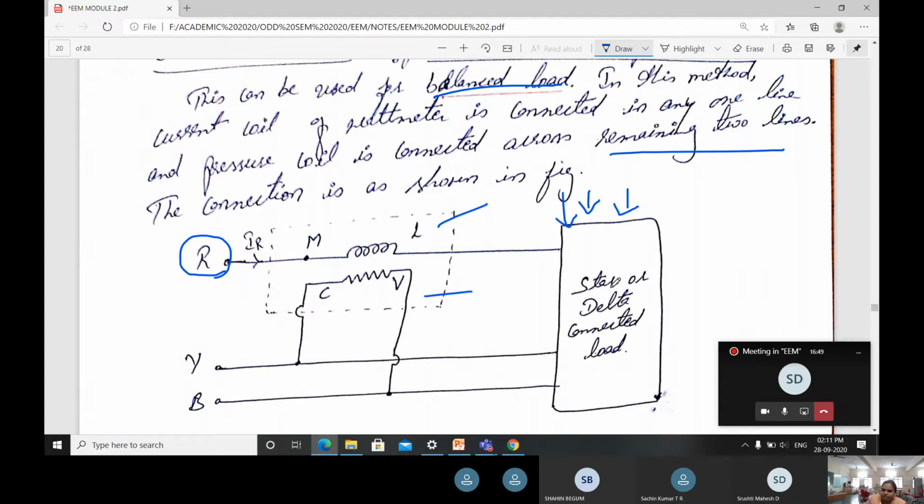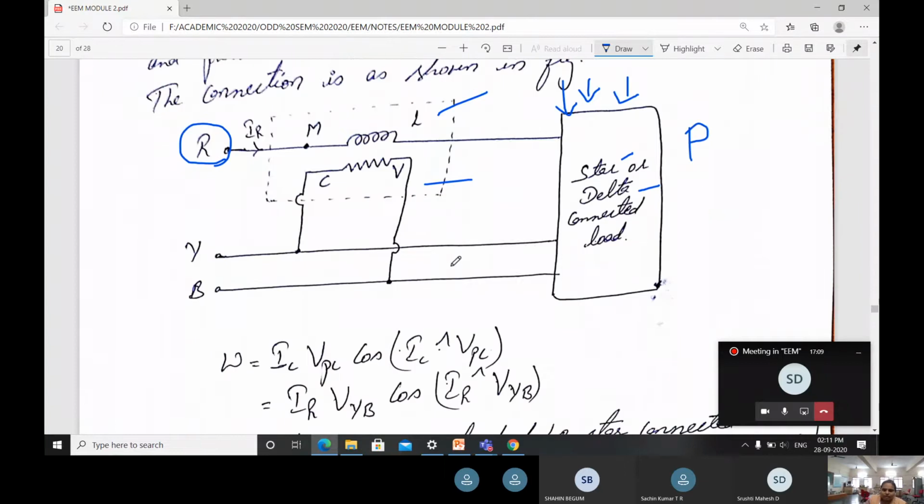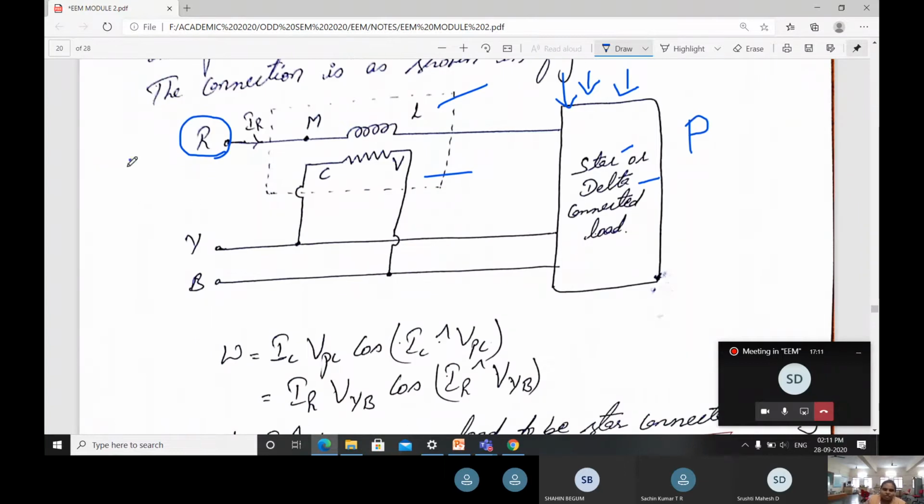Here the load is star or delta connected. I hope in your ECA you are learning how to convert star to delta and delta to star. And we also learned how to connect the star and delta load to the wattmeter and get the power from this. Here is a small derivation. This is important for 4 marks, once it is asked in the question paper.